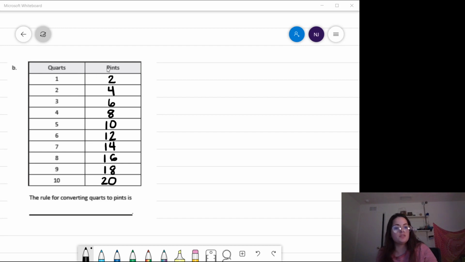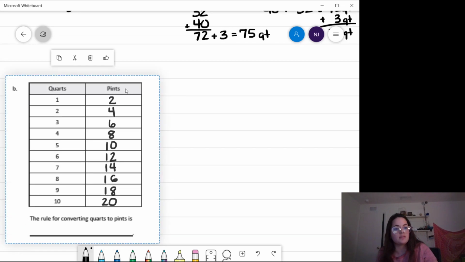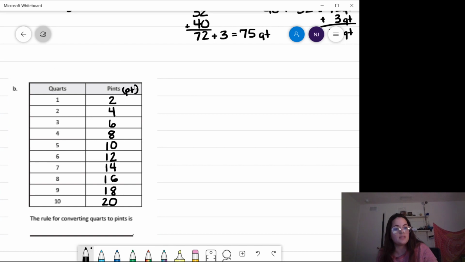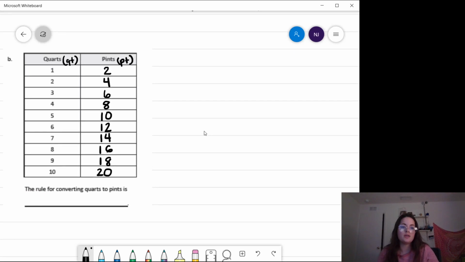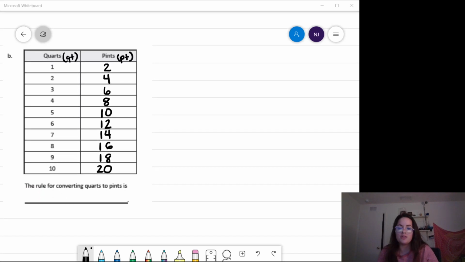So our abbreviation for pint is going to be PT, and then we know from the previous example that QT is for quarts. All right, so now I think we're ready to do some conversion exercises using our chart here. Oh wait, sorry, we forgot to do the rule. What is the rule for converting quarts to pints? If you thought we are taking the number of quarts and multiplying it times 2, then you would be correct.